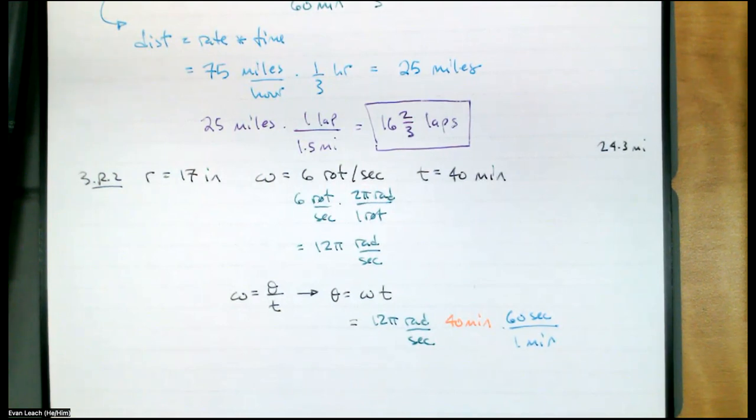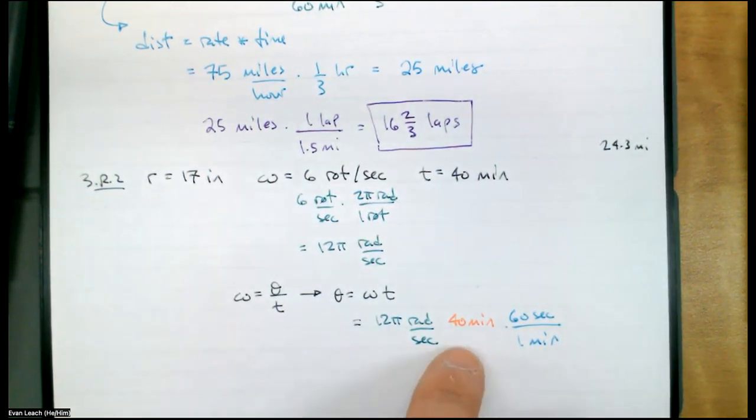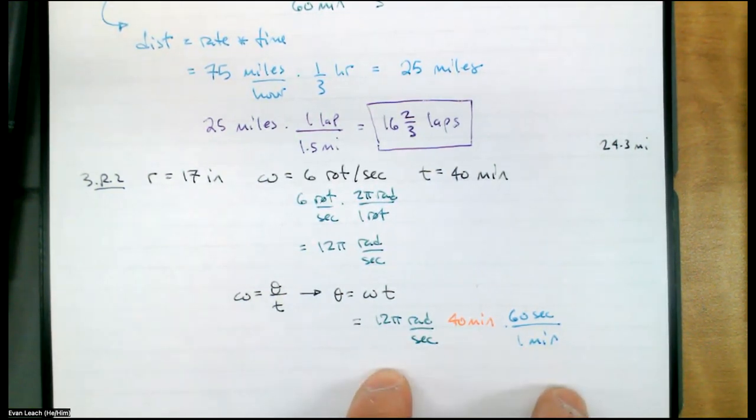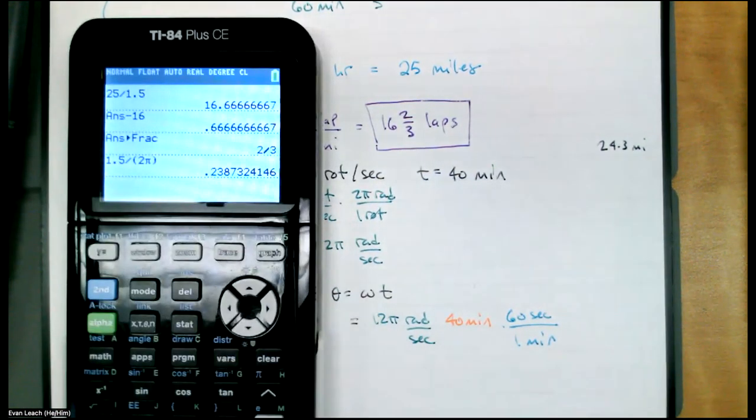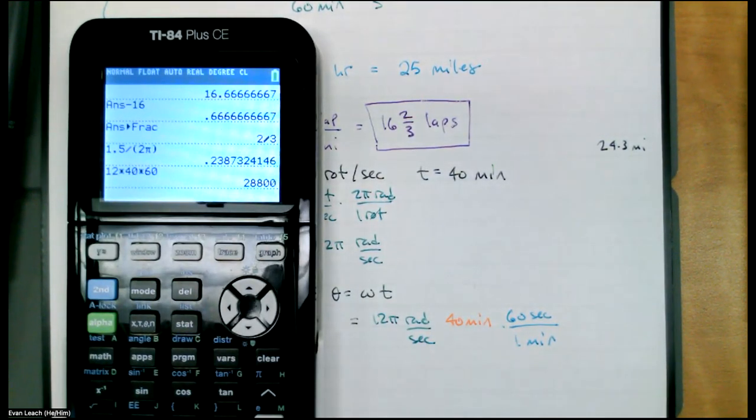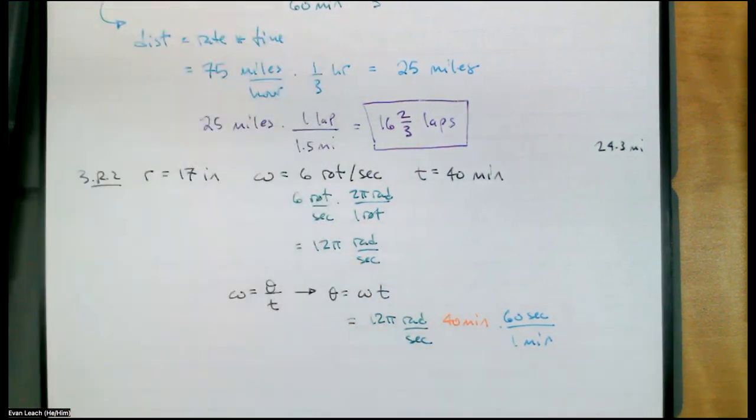We can do this in whatever order is convenient to us. So I could do the 12 times the 40 and then take the result times 60. Or I could do the 12 times the 60 and multiply by 40, or 40 times 60 and multiply by 12. Since I have a calculator, it doesn't really matter. 12, 40, 60, 28,800 pi.